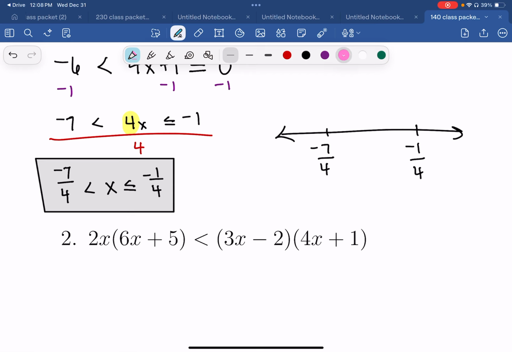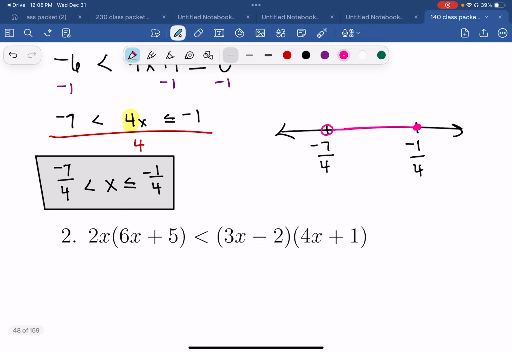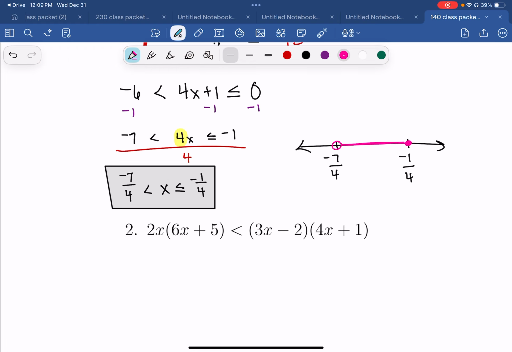So I am going to use an open circle at negative 7 over 4. And that's because it's or equal to at... sorry, scratch that. At negative 7 over 4, it is less than, does not say or equal to. So I get an open circle. At negative 1 over 4, I do have an or equal to. So I get a closed circle because that means it could be equal to negative 1/4. And then my x is between them, so my graph is all the space on my line between those two things. Okay, so that is my solution for number one.